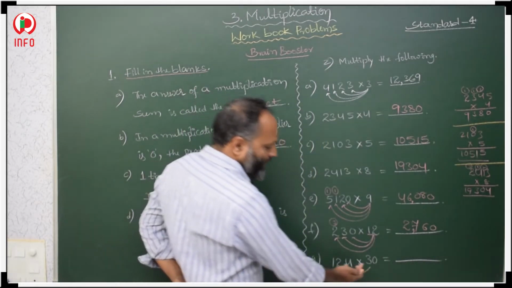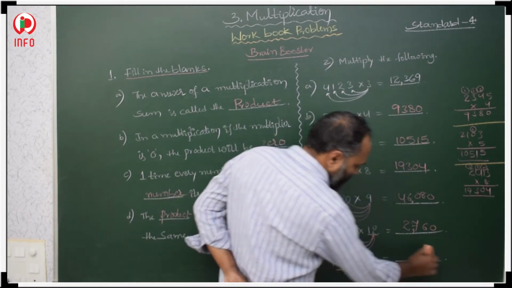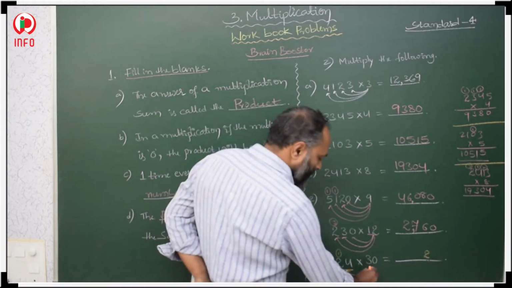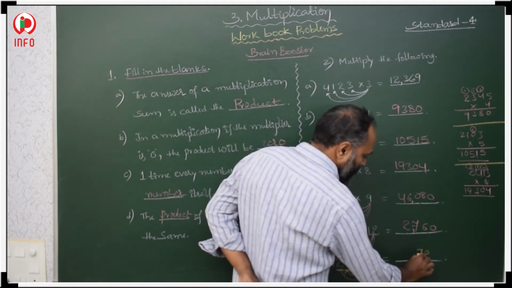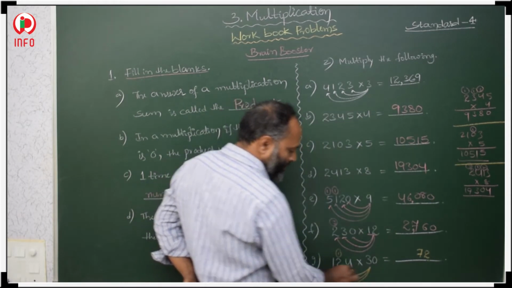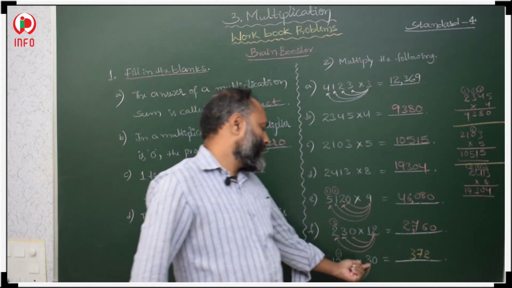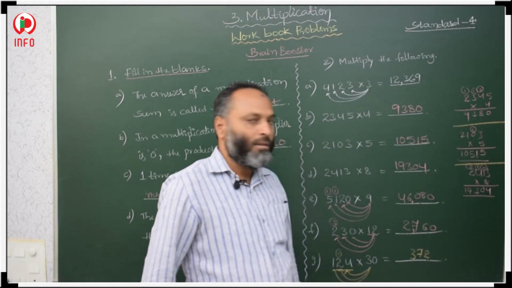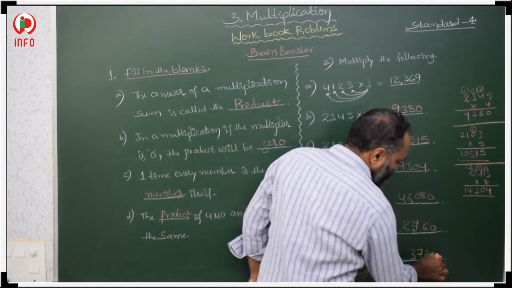Check. First 3 with 4. 3 fours are 12 and carry 1. Then 3 with 2. 3 twos are 6. 6 plus 1, 7. Then after that 3 ones are 3. 3 ones are 3. Then 124 with 3. So what is the product? 372. Then how many zeros are there in the multiplier? 1 zero is there. So that 1 zero we have to keep here.